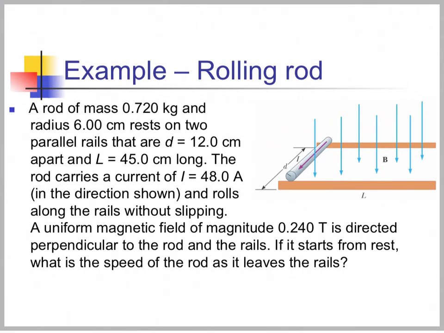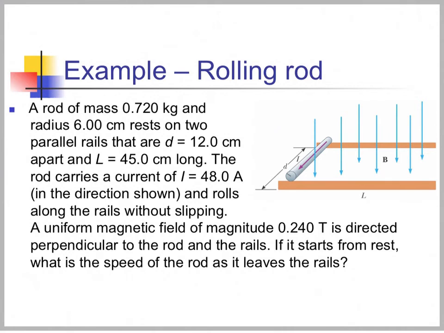So let's look at a problem that deals with current in a conductor. Let's say I have this rod here that's allowed to roll on these two metal rails. The rod has a mass of 0.72 kilograms, a radius of 6 centimeters, and it rests on these rails that are 12 centimeters apart and that are 45 centimeters long.